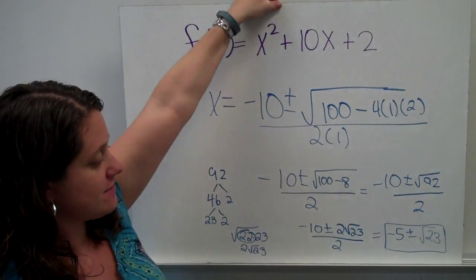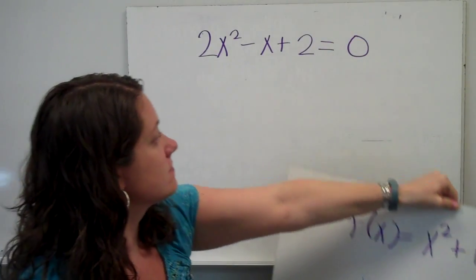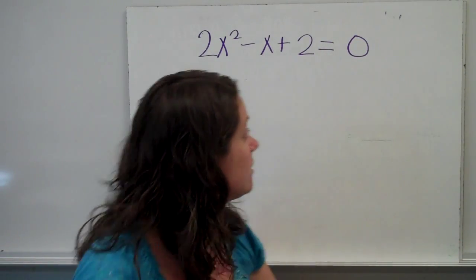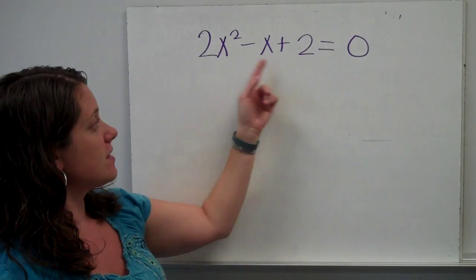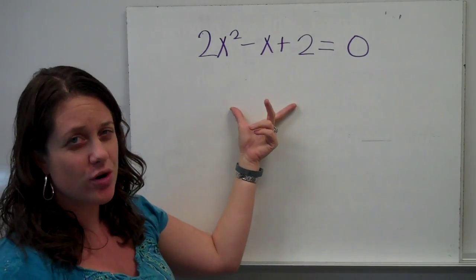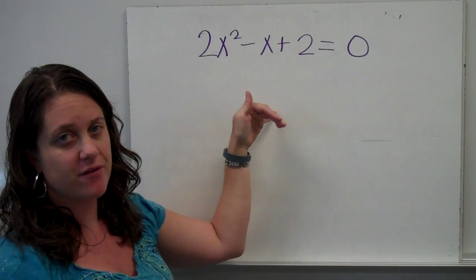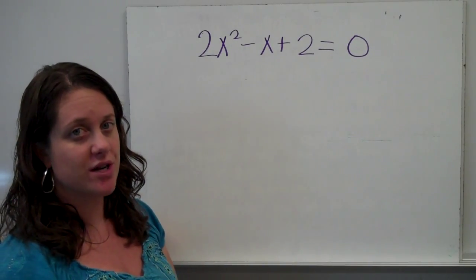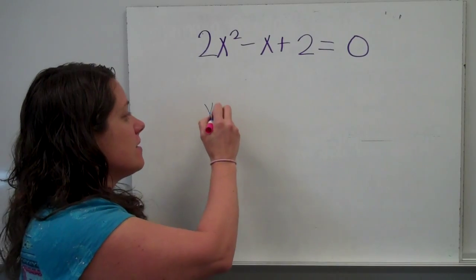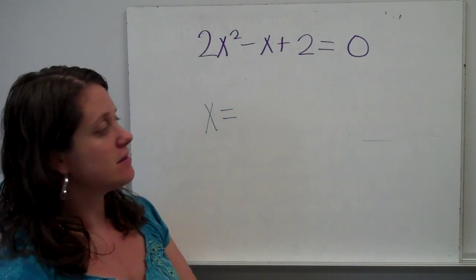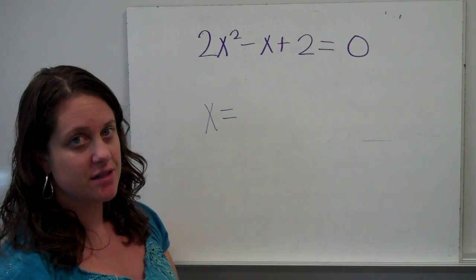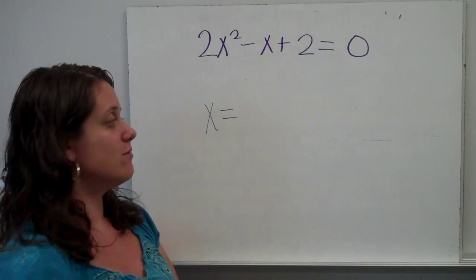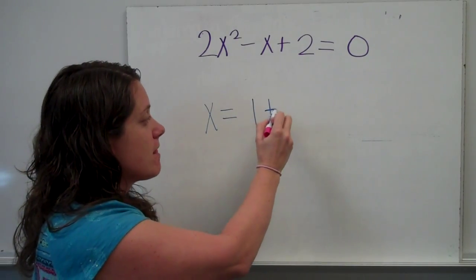Okay, let's try that again. Okay, so if I look at this, I couldn't factor it because I multiply those and I get a 4. Two things that multiply to make 4 but add to get negative 1. That's not going to work. So I'm going to use the quadratic formula. Okay, so x equals negative b. So b is negative 1. So if I have negative negative 1, it's 1.